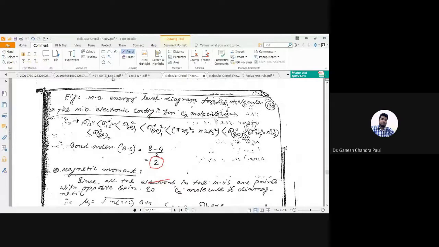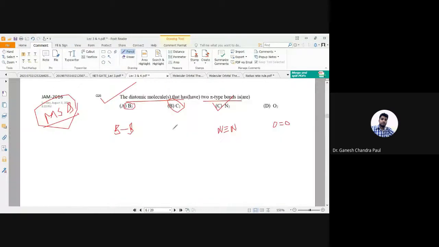Now, you just remember all these things. There are two bonds present between these two carbon atoms. All these two bonds are pi bonds, okay? So you just remember, all these two bonds are pi bonds.